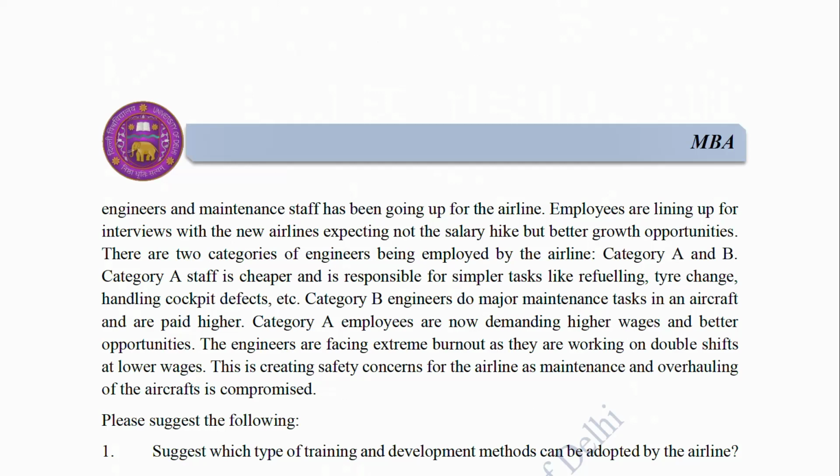Category A employees are now demanding higher wages and better opportunities. The engineers are facing extreme burnout as they are working double shifts at lower wages. This is creating safety concerns for the airline as maintenance and overhauling of the aircraft is compromised.